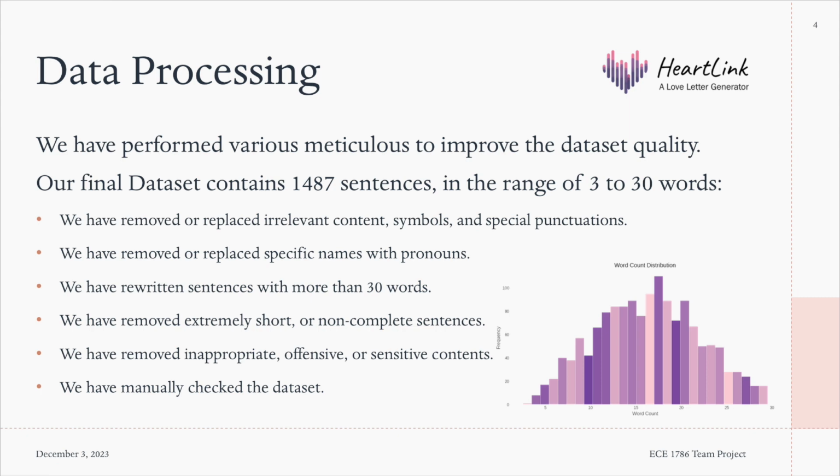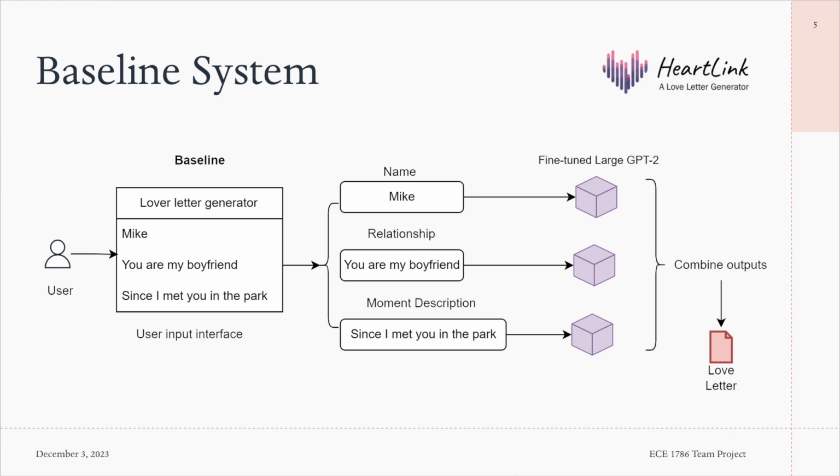This is the word count distribution. And with that, we are going to build our baseline system. In the baseline system, the user input is a few sentences. So for example, here, the user input is Mike, you are my boyfriend since I meet you in the park. And those user inputs will be thrown into the fine-tuned large GPT-2 model one by one. And after that, we just simply combine all the outputs and get a love letter.